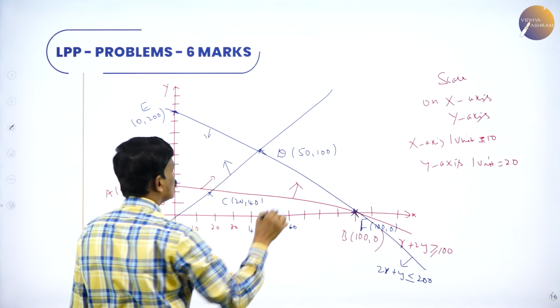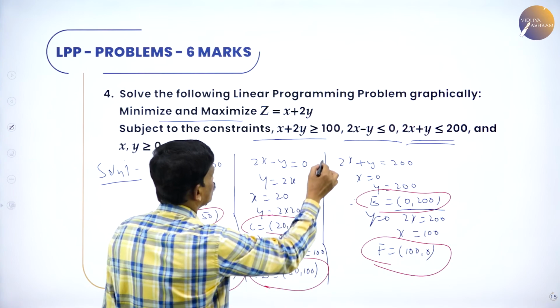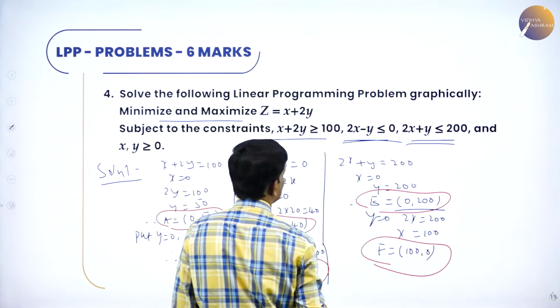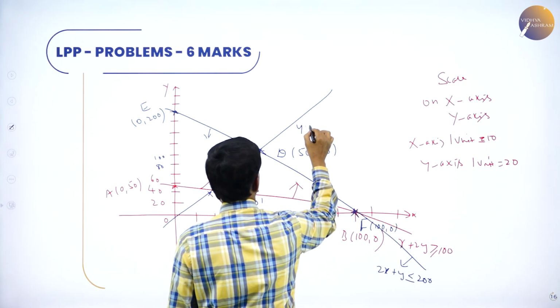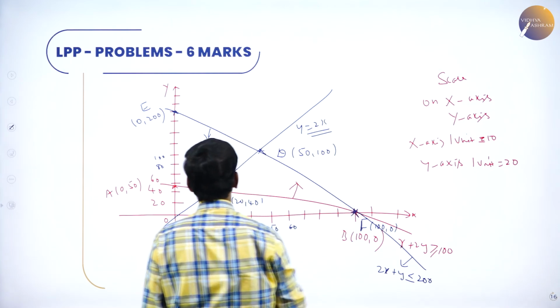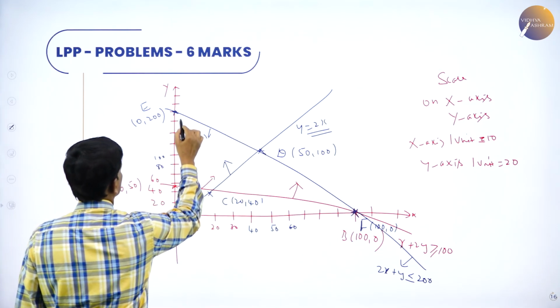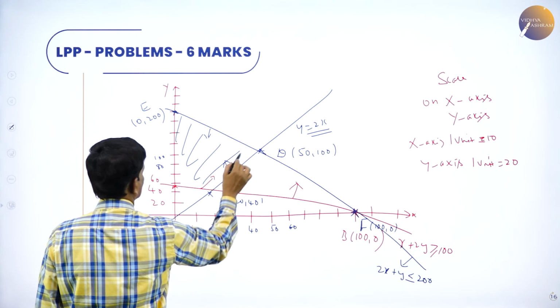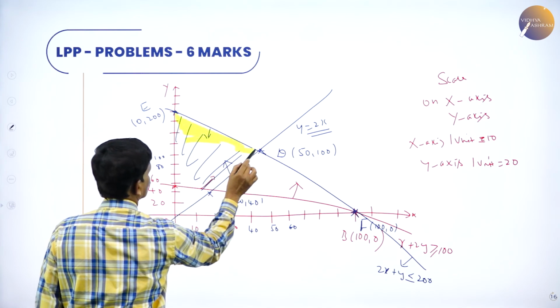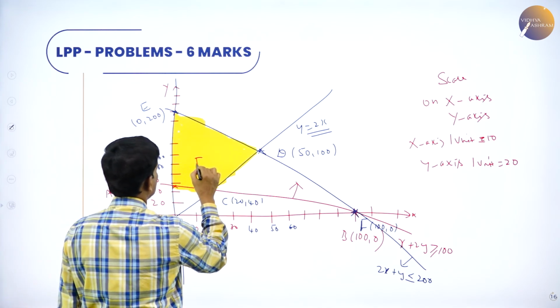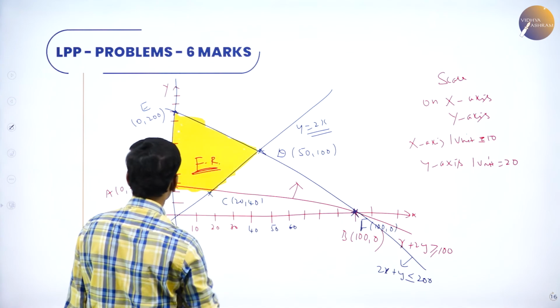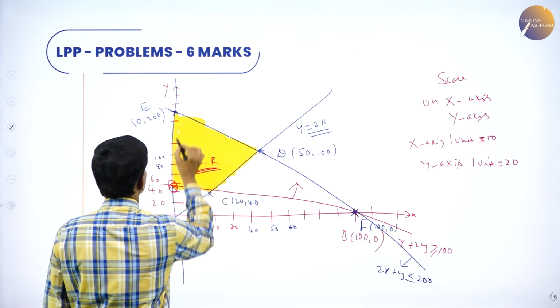So for the other line, 2x minus y is equal to 0, that is y is equal to 2x. So therefore this is the feasible region. So this is the feasible region. Now what are the corner points? These are the corner points.